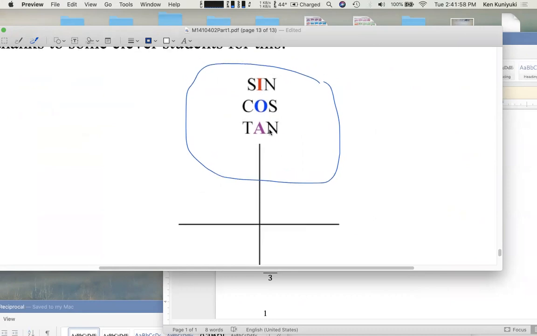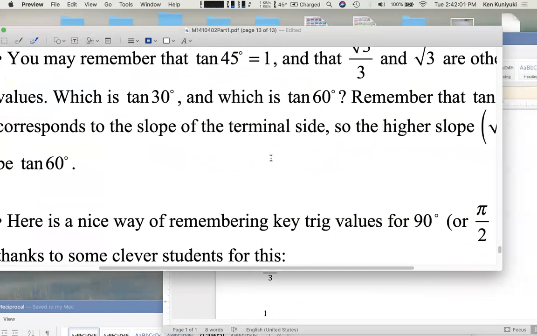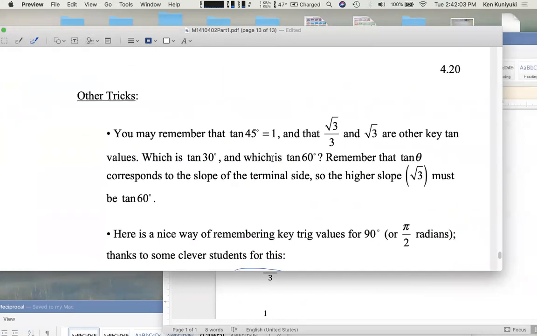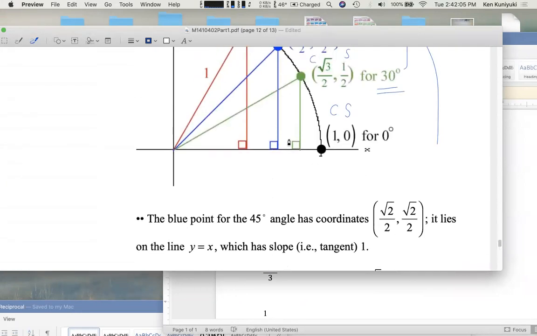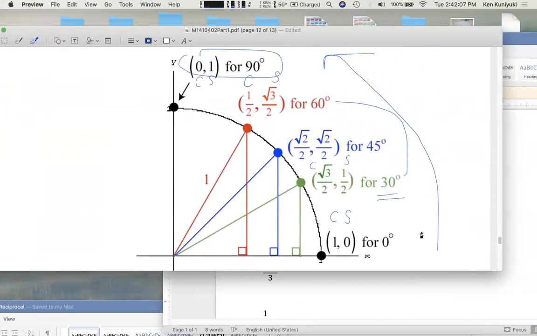Again, tangent is slope. A previous hint over here. Remember, tangent is slope. The tangent values. It's 0 here. It's root 3 over 3 for 30 degrees. Okay, root 3 is about 1.7, so this is about 1/2, a bit higher. Tangent of 45 degrees is 1.